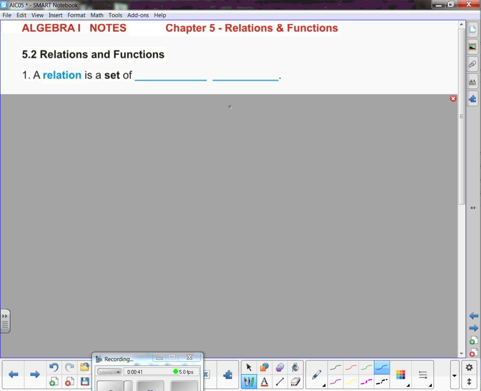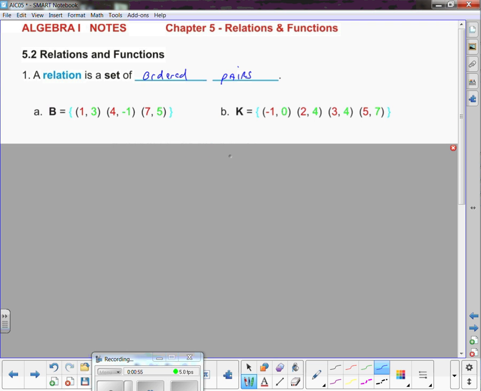A relation is a set of ordered pairs. Remember, there's an order to things. So x's come first, then come the y's. Why? Because that's the way it is. So again, notice the ordered pairs in set B. Guy 1 is with girl 3. Guy 4 is with girl -1. Guy 7 is with girl 5. And in B, again, there's an order, right? All of the first ones are in red because they're all the x's, and all the second ones are in green because they're all the y's. And so there is an order, and you've got to remember that order.